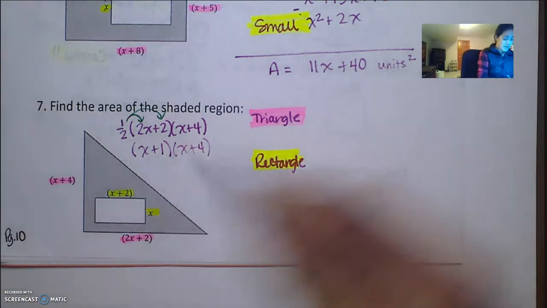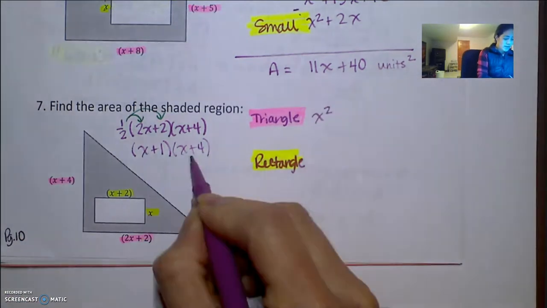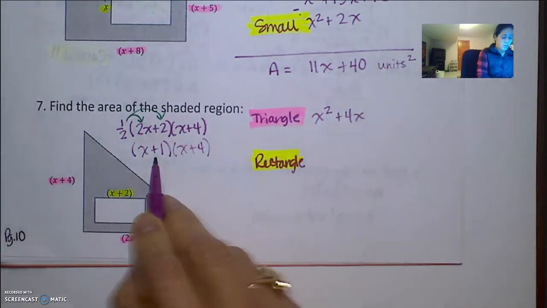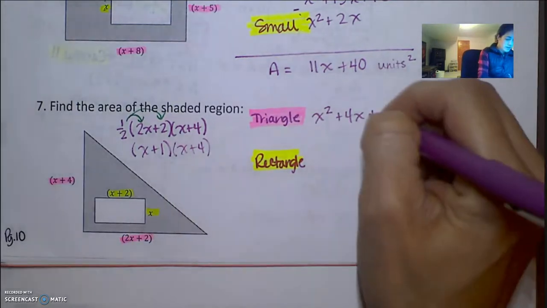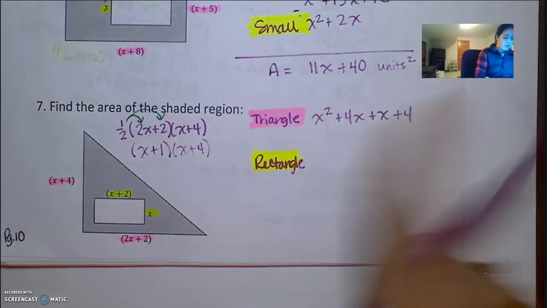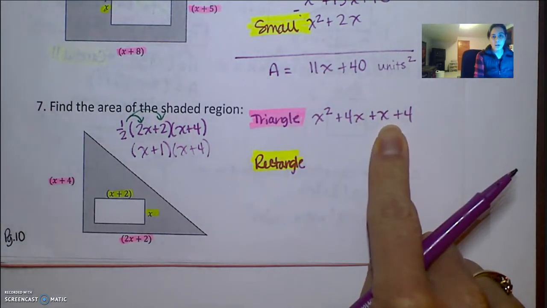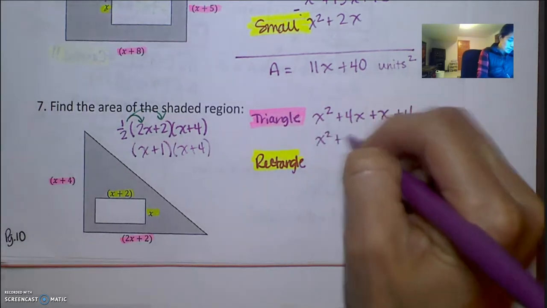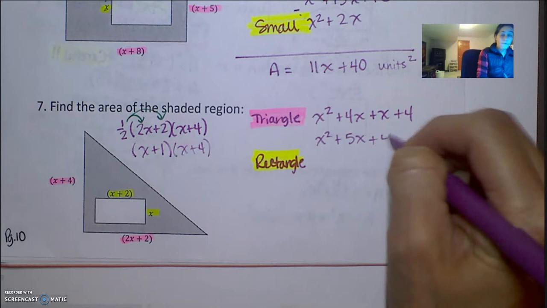So x times x is x squared. x times 4 is 4x. I'm just not drawing on my arrows right now. 1 times x is 1x. And then 1 times 4 is 4. So I've just found the area of the triangle. I'm going to go ahead and combine those like terms in the middle. So we get x squared plus 5x plus 4.